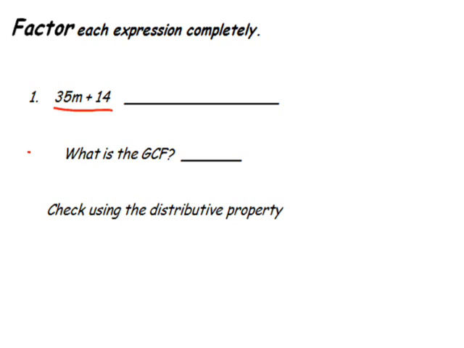The first thing you want to do is look for the GCF of 35 and 14. And the greatest common factor of 35 and 14 would be 7. Then what we're going to do is divide each of these by 7. So 35m divided by 7 would be 5m, and 14 divided by 7 would be 2. So 35m plus 14 factored completely would be 7 times the quantity of 5m plus 2.